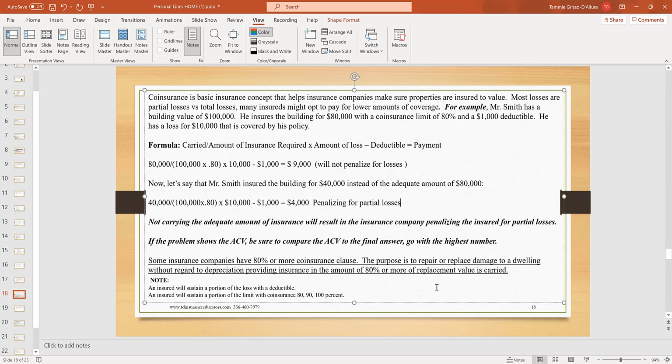So there's two things that you have to remember with co-insurance. When you have a particular homeowner form like an HO2 or a 3 or a 5, they will let you have replacement cost on your buildings as long as you have a minimum of 80% co-insurance. The other thing is you have to have the adequate limit or they will penalize you for losses. Keep in mind, an insured will sustain a portion of the loss with a deductible. An insured will sustain a portion of the limit when you have co-insurance.